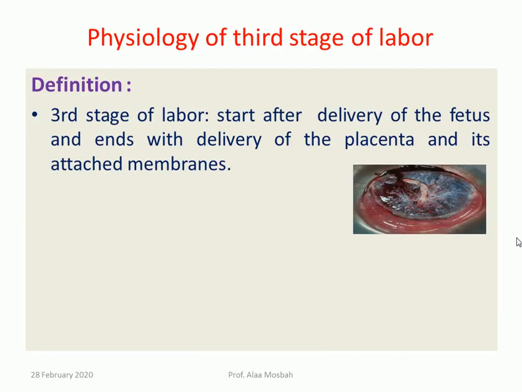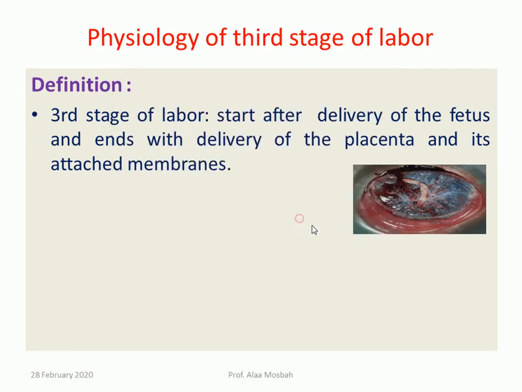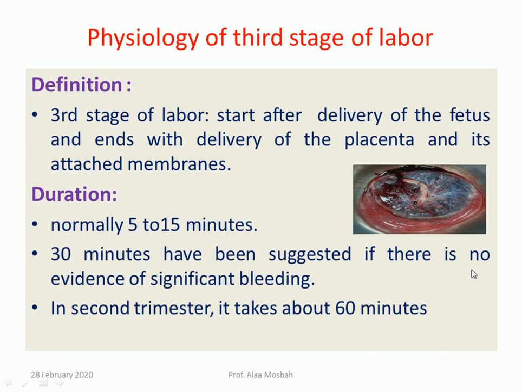Okay, what is the third stage of labor? The third stage of labor starts after delivery of the fetus and ends with the delivery of the placenta and its attached membranes. As you see in the picture, this is the placenta and part of the umbilical cord. Normally, the placenta is delivered within 5 to 15 minutes. If 30 minutes have passed without delivery of the placenta, we call it retained placenta.